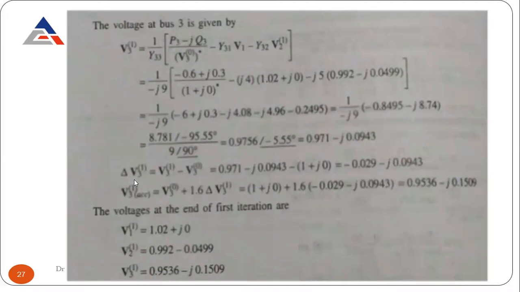Then calculate delta V3, that is this V3 minus the assumed V3. So that is 1 plus j0. On subtracting, we got this answer. And for the accelerated value for V3, this is V3 initial plus 1.6 delta V3. So this one is your delta and it comes out to be this one as V3. So these are the answers for V1, V2 and V3 after the first iteration. This one is your numerical for the Gauss-Seidel method.